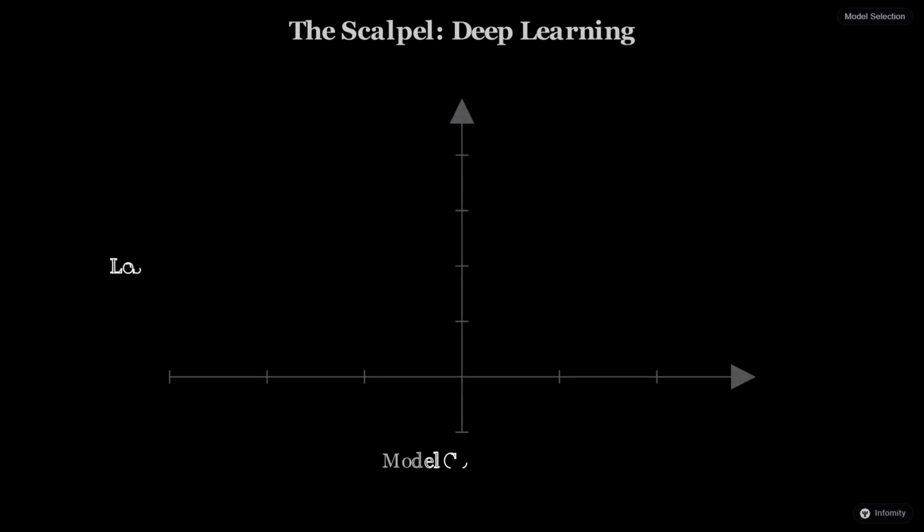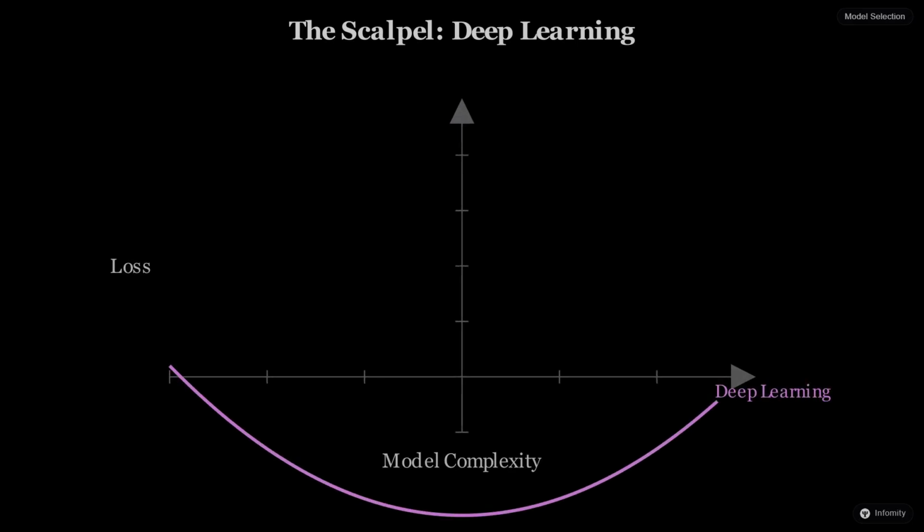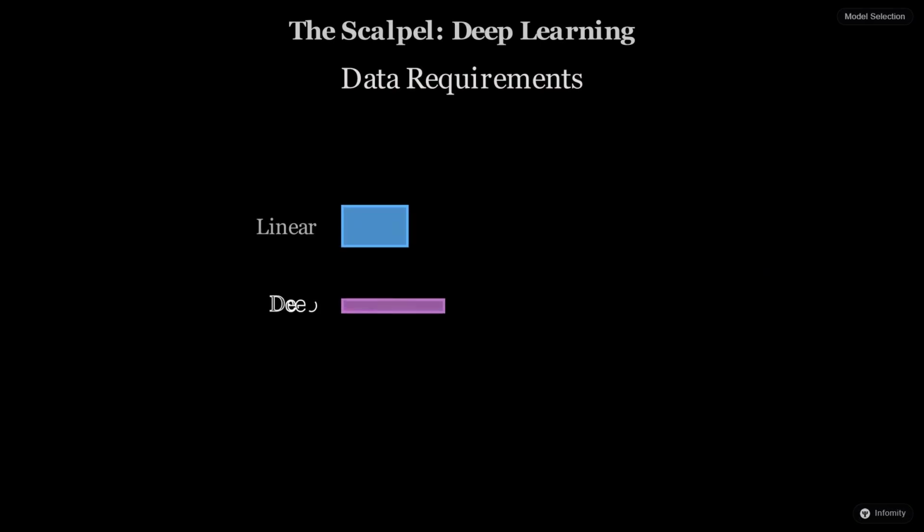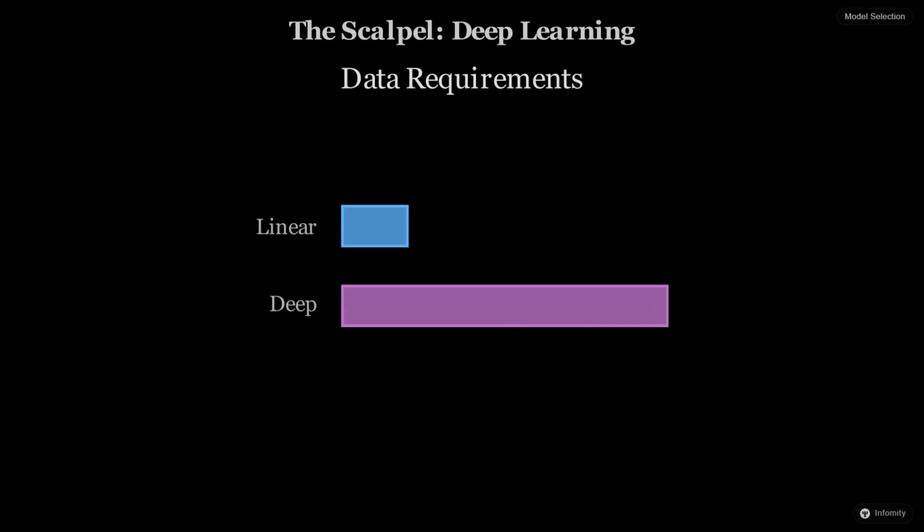For the most intricate tasks, we reach for the scalpel: deep learning. Just as a surgeon needs a precise blade for delicate work, neural networks excel at finding patterns in high-dimensional data like images, audio, or natural language. However, a scalpel is overkill for fixing a leaky pipe. These models require massive amounts of data and computing power, making them a specialized choice rather than a default starting point.